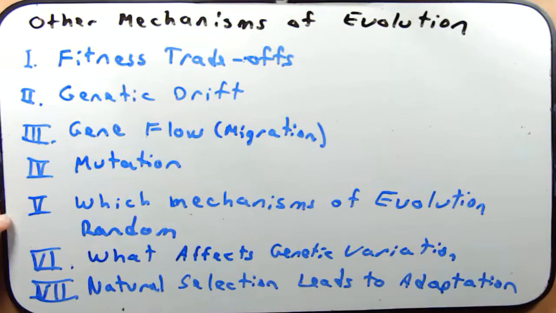Then I want to talk a little bit about which of these mechanisms of evolution, including natural selection, are random. What affects genetic variation amongst these different mechanisms? And why is it that only natural selection leads to adaptation, whereas these others do not? Okay, let's go ahead and get started with our first objective.